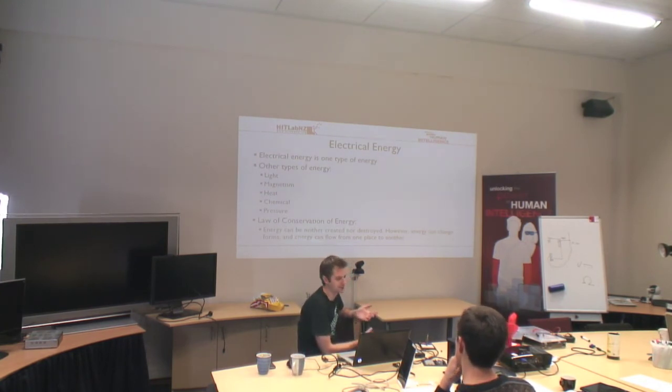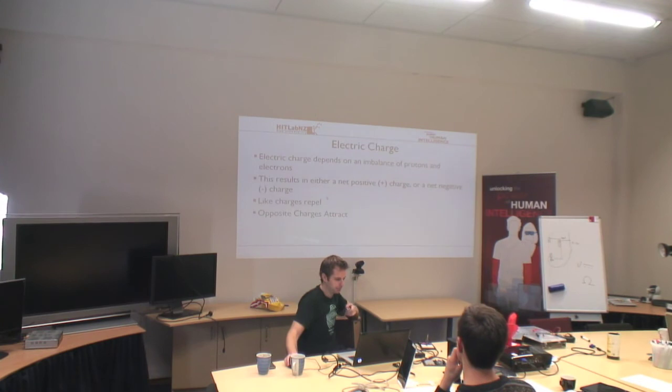Obviously, there's other types. There's light energy, magnetic energy, heat, chemical, pressure, etc. And the law of conservation of energy states that energy can neither be created nor destroyed. It can change forms and flow from one place to another. So you can turn electrical energy into light energy like we did with the LEDs. We didn't do anything with magnetism, but heat, if you get a little bar heater, you can plug it into your Arduino and heat it up. So on and so forth.